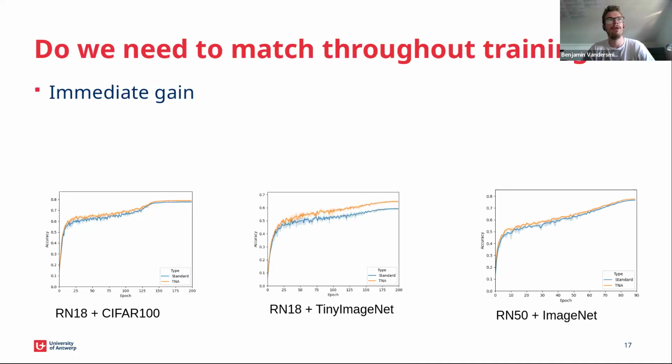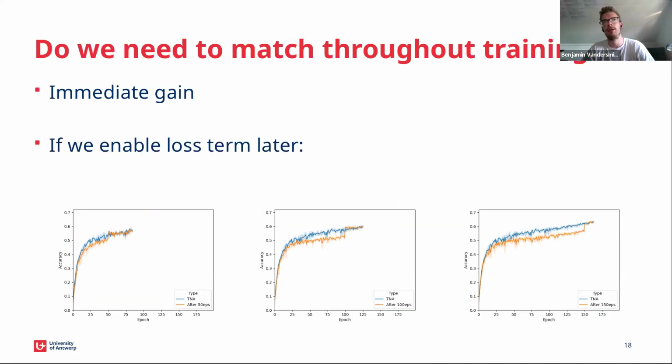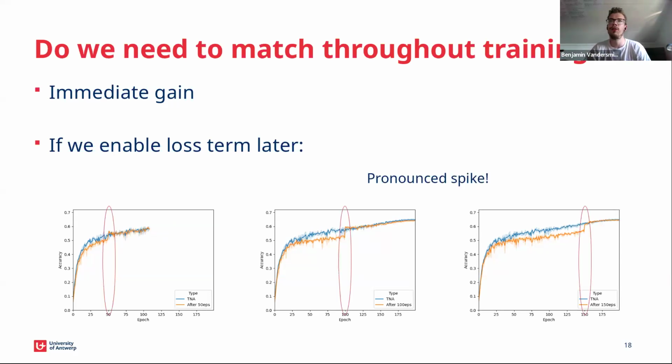So this might indicate that indeed it is necessary to enable this loss all the way throughout training. However, when we do an ablation where we enable the loss term later, so this to the left is after 25% of training, in the middle is after 50% of training, and at the right is after 75% of training, we can see in each of these graphs a pronounced spike at the moment where we enable this loss term, showing that it might also be possible to enable this loss term later and only profit from it in the last few epochs of training.